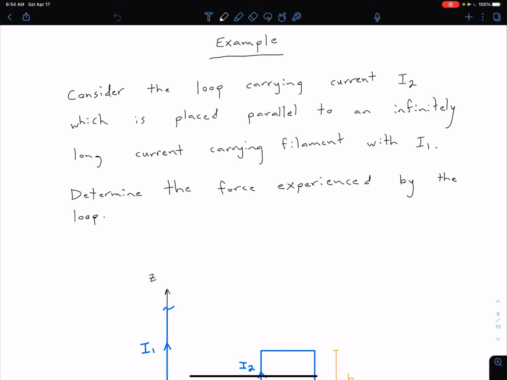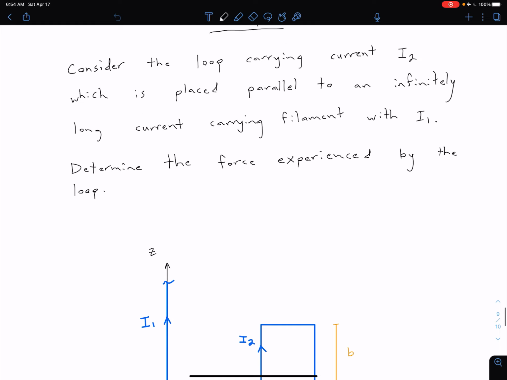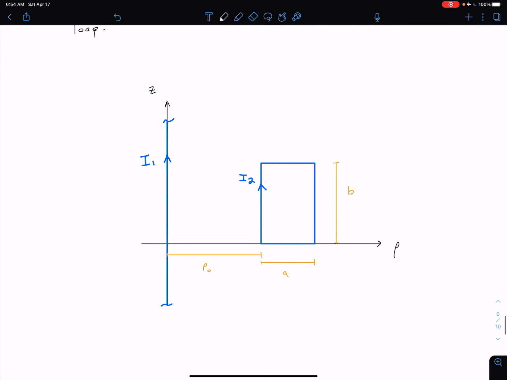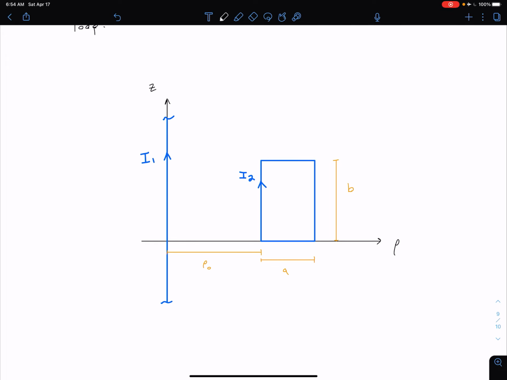Let's take a look at another example. We're going to consider some current carrying loop with current I2 that's placed parallel to an infinitely long current carrying filament with I1. So we see that drawn here below. And we want to determine the force experienced by our current carrying loop from this current I1 in our infinite filament. And so notice in this case, the infinite filament is given on the z-axis.